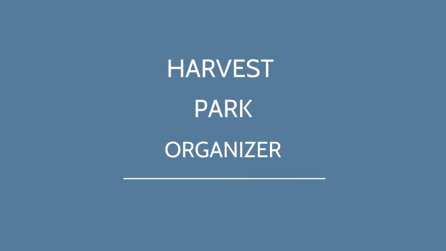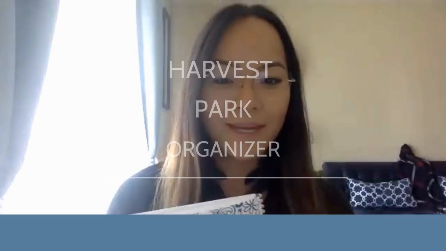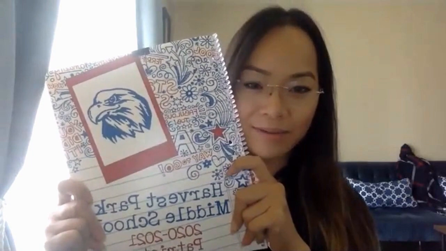Now, I'm going to move on to physical organizers. The first organizer I want to talk about is the Harvest Park organizer. So let's look at that. Now, this is the physical copy of our Harvest Park organizer. You should have received this organizer at the time of book pickup at the beginning of the school year. Now, if you didn't, send me an email and I'll make sure that you receive one.